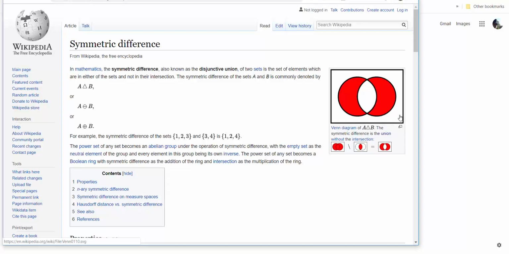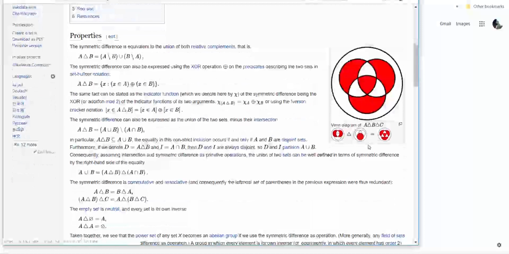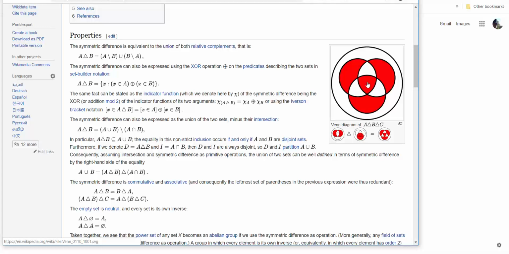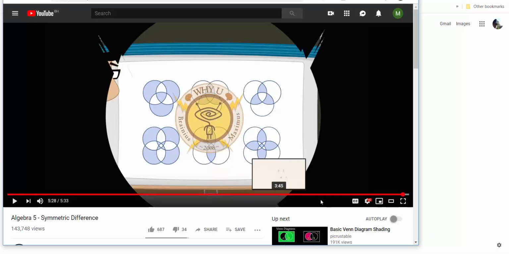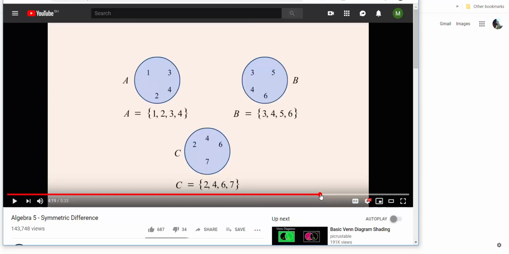Now if you introduce a third set here, it's like the third set is deltaing with the elements, excluding this region here. So the numbers that were present here could very possibly be present in the third set. Hence, you see this colored region here. It's easy to explain this using mathematical operations, and there was a YouTube video that explains this beautifully. So we have three sets here: 1, 2, 3, 4, and then 3, 4, 5, 6, and 2, 4, 6, 7.